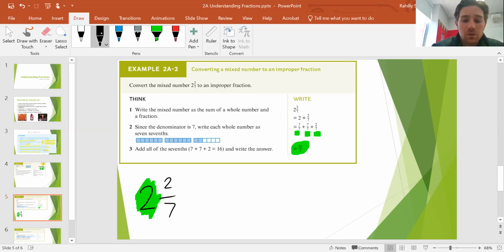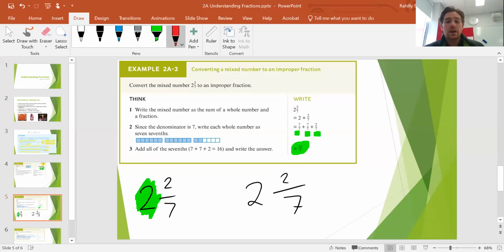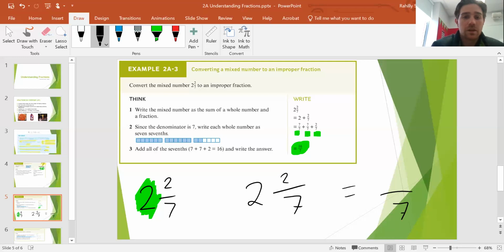There is another way to do it as well. Okay, 2 and 2 over 7. What I like to do, when you've got a mixed number and you're converting to an improper fraction, is remember our answer is always going to be over whatever our original denominator was. In this case, it is 7.